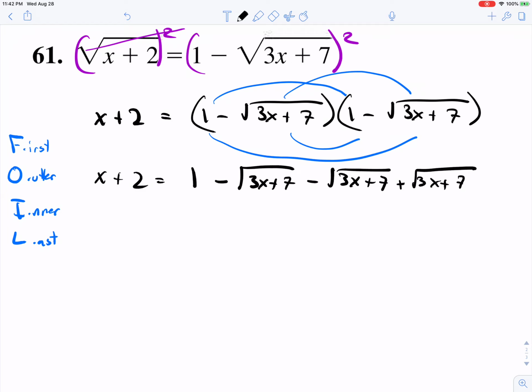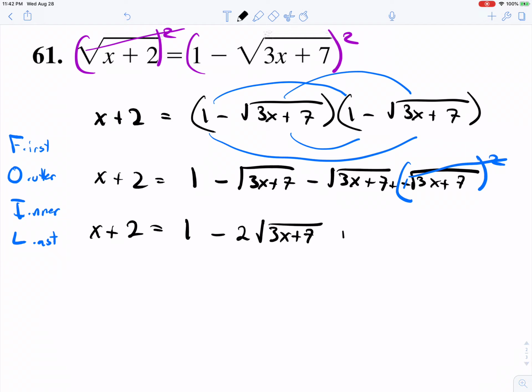A negative times a negative is a positive, so that's going to become positive. Square root squared goes away. So let's just go ahead and account for all of these changes. The x plus 2 just comes down. The 1 comes down. Something plus itself becomes twice that amount, so minus 2 times the square root of 3x plus 7. And then here we just have plus 3x plus 7. So then we combine like terms.